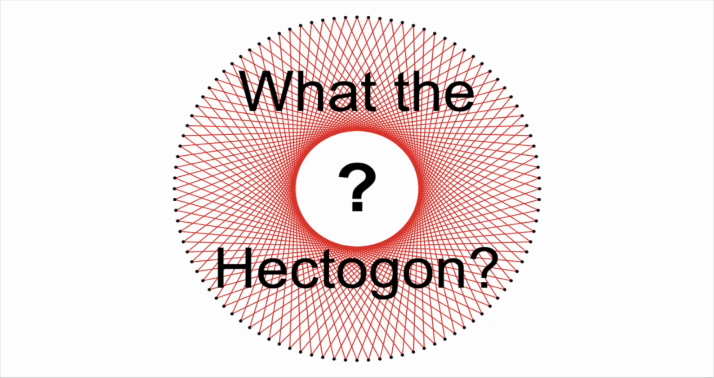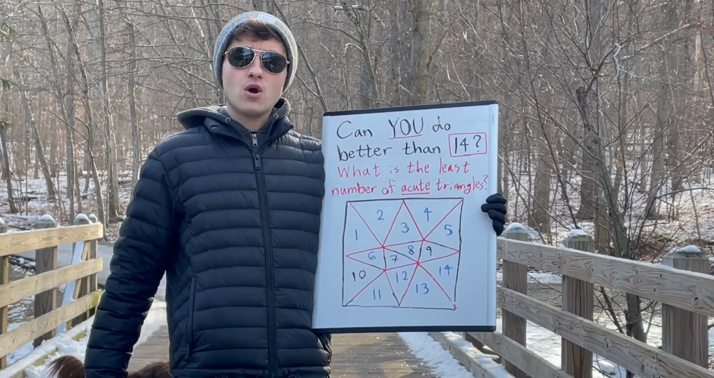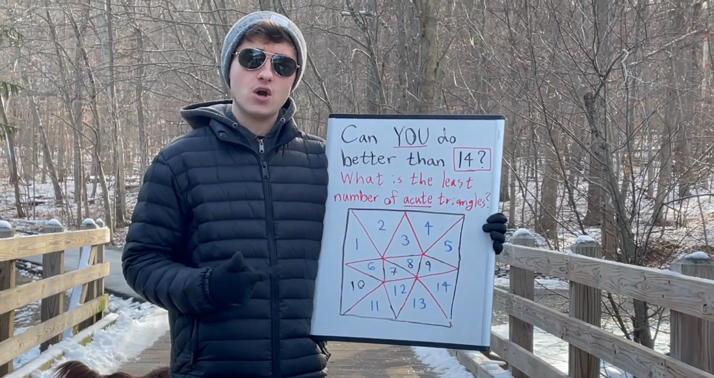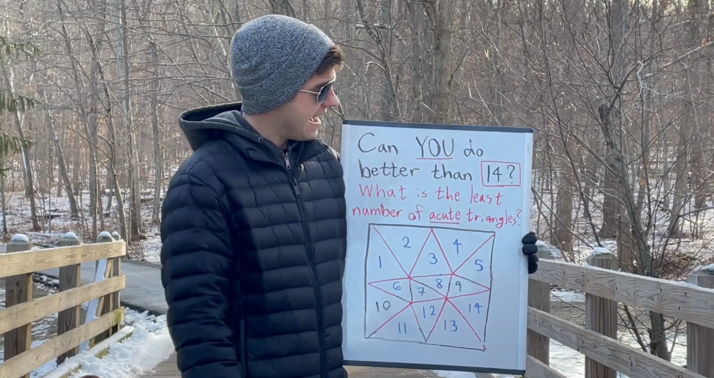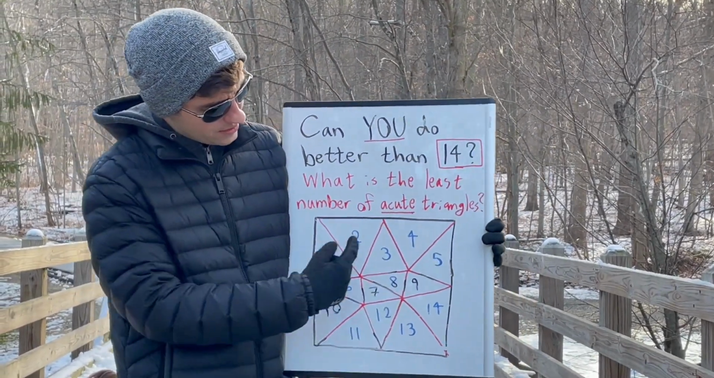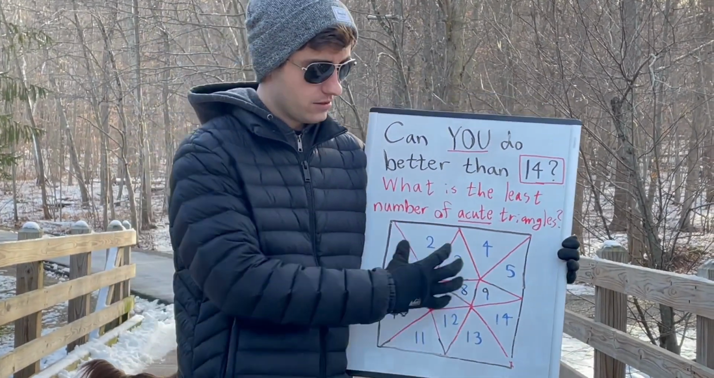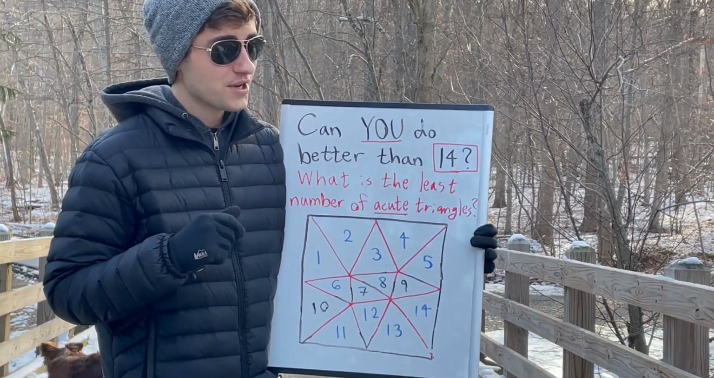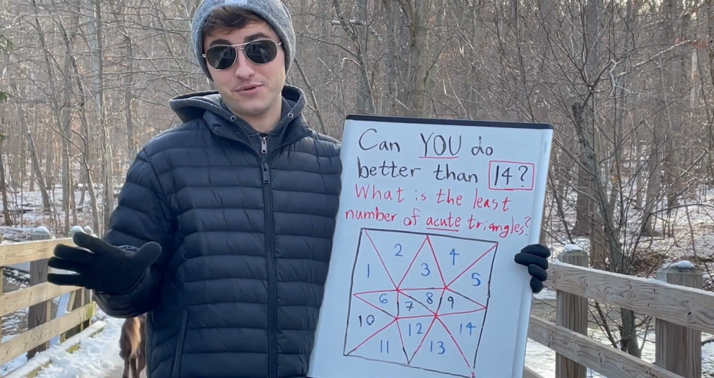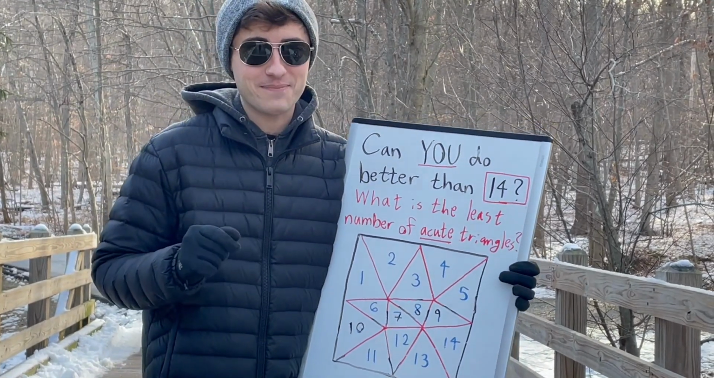What the heck? Hectogon. So if you saw my short from a few days ago, you'll remember I asked a bit of a tricky geometry question. I asked, can you triangulate a square, as in slice it up into triangles, where all of those triangles are acute? Someone claimed in the comments that they were able to do it with 6 triangles, and boy have I got some bad news for you today.